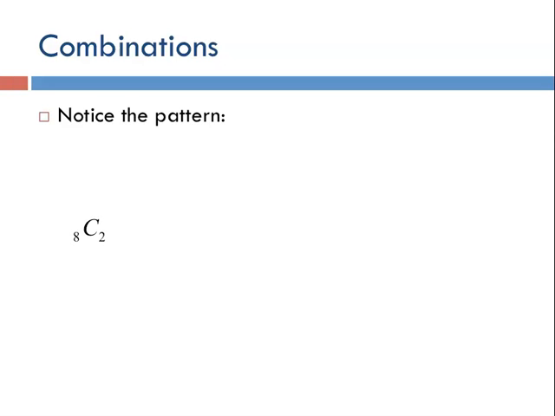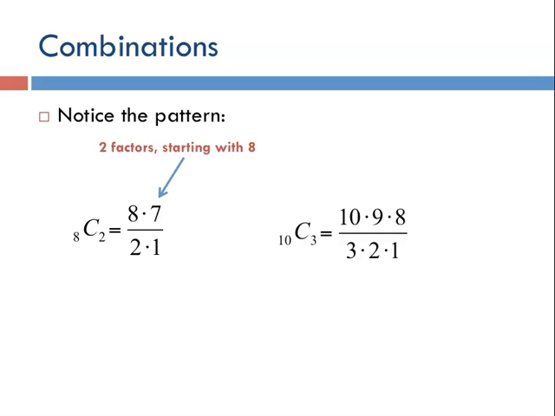So notice the pattern. 8 choose 2 is equal to what? Well, it would be 8 times 7 all the way down to 1, 8 factorial, and then what cancels out? The 6 factorial cancels out with the 6 factorial. Now one way of thinking about this, instead of having to write that out, is if you see that pattern. In the numerator, it is 2 factors starting with 8. Why 2? Because r is 2.